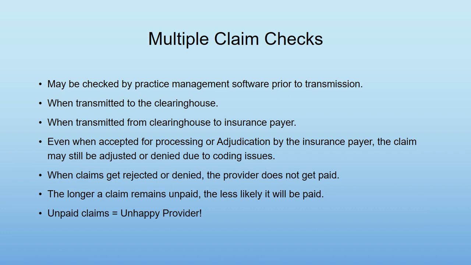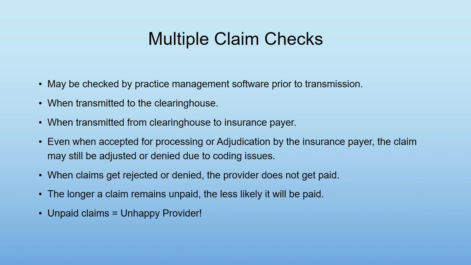When claims are processed electronically, they go through multiple claim checks. They may be checked by the practice management software before being transmitted. When they're transmitted to the clearinghouse, when the clearinghouse receives them, they'll usually scrub or check a claim or batch of claims. When they're transmitted from the clearinghouse to the insurance payer, the payer has certain criteria before accepting a claim for payment or for processing.